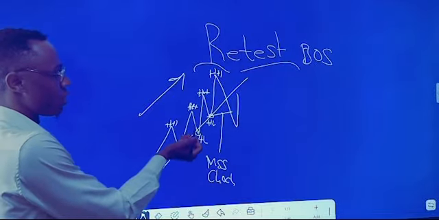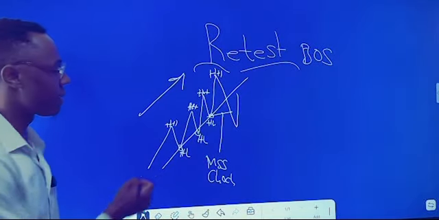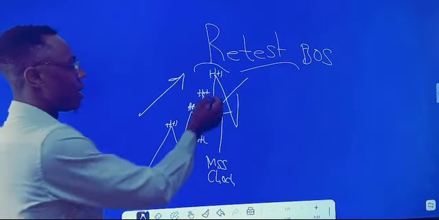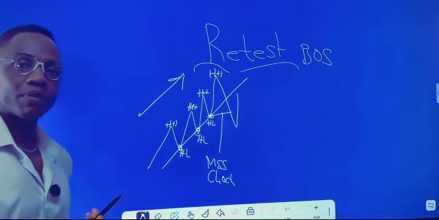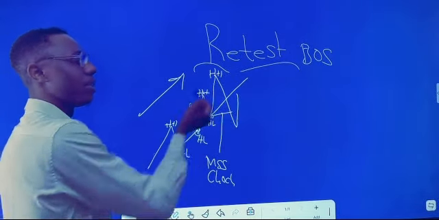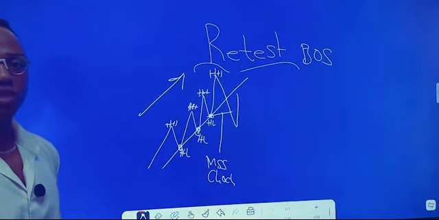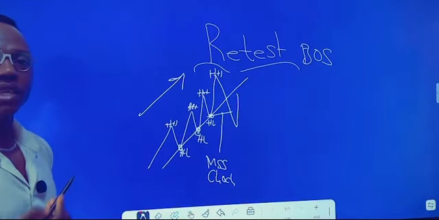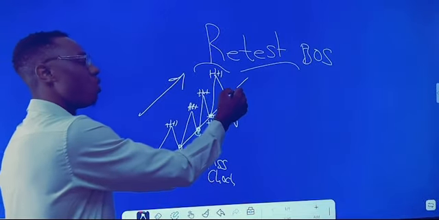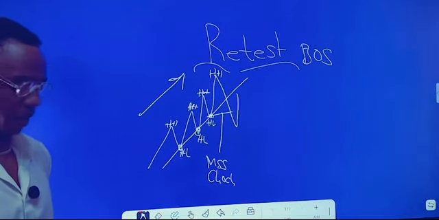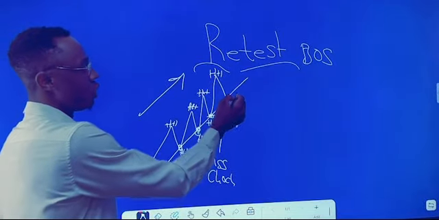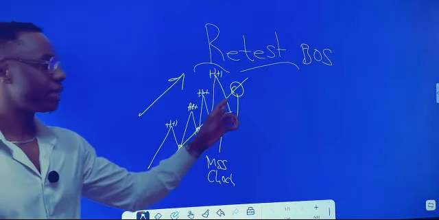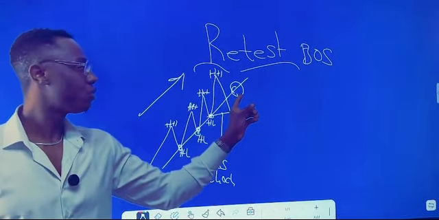Once the buyers have been able to defeat the sellers several times on this level, and the sellers were able to defeat them for the first time, they would like to come back to test the strength of the zone to see whether it is still strong or not. And in most cases, it will reject the price at the level. So you need to wait for the retest here.